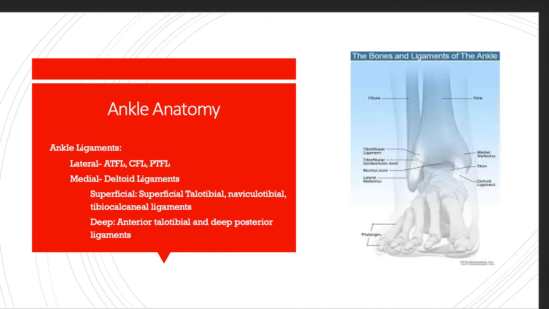So ankle ligaments on our lateral side will have the ATFL, CFL, and PTFL. And then on our medial side, which is our stronger set of ligaments, we'll have the deltoid ligaments, which are further subdivided into superficial and deep ligaments. Our superficial ligaments consist of the superficial talotibial, the naviculotibial ligament, and the tibial-calcaneal ligament. And then our deep ligaments on the medial side are the anterior talotibial and the deep posterior ligaments.